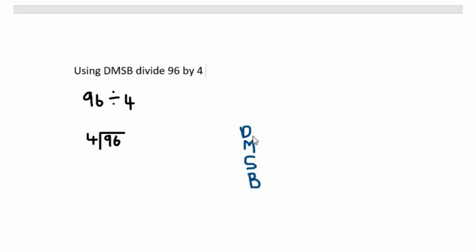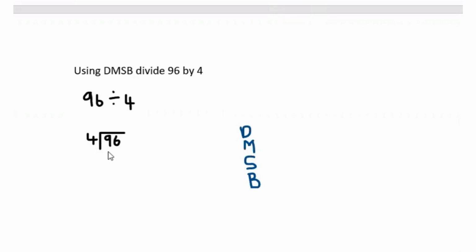Okay, so what is the first step? Can we divide this first digit by the number that is outside? So always check whether the first digit here is divisible by the number that is outside. So can we divide 9 by 4? Anyone? No. Why do you say we can't? Because 9 doesn't go into 4. Okay, Fariso, do you agree with that? Yes.